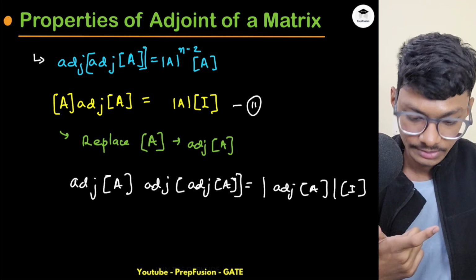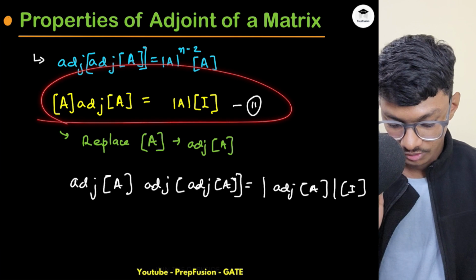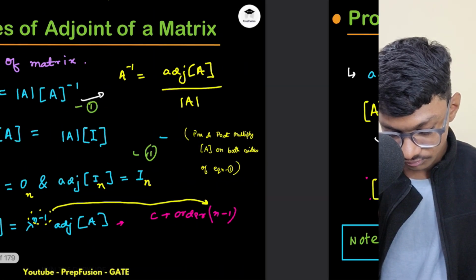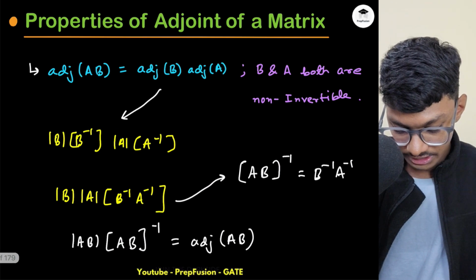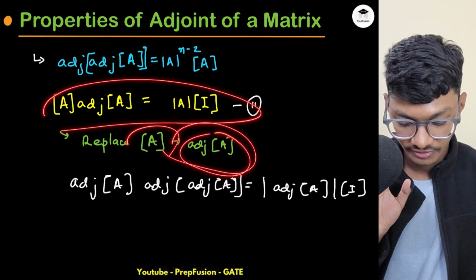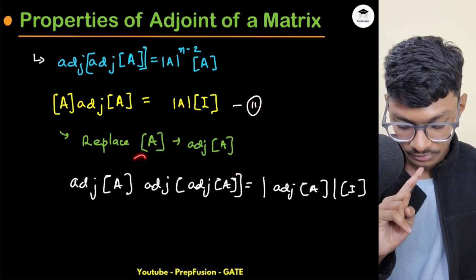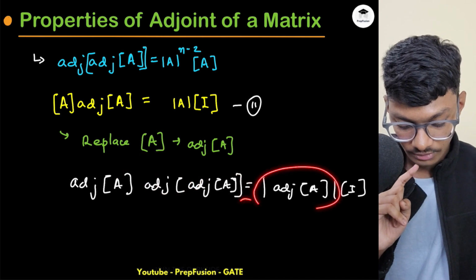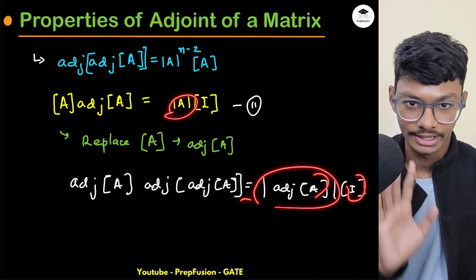So basically, what I was explaining is that I again copied this second equation, and then I simply replaced my A with adjoint of A. Now if I replace A with adjoint of A, what will happen? This will be adjoint of A times adjoint of adjoint of A equals determinant of adjoint of A times identity, which will remain the same.